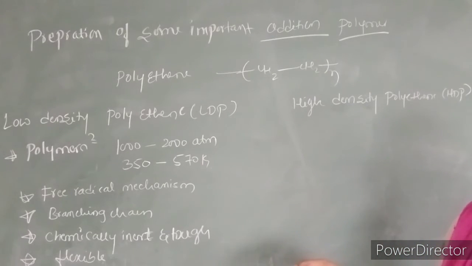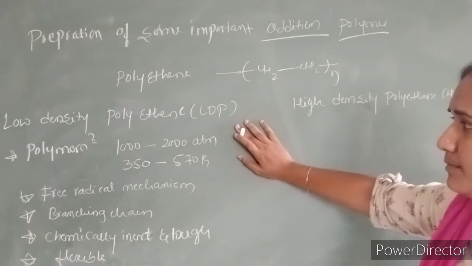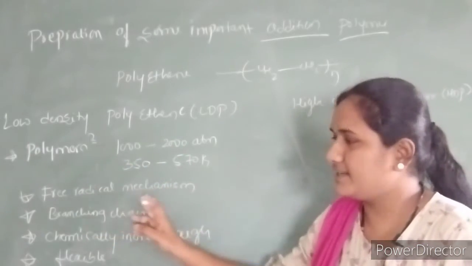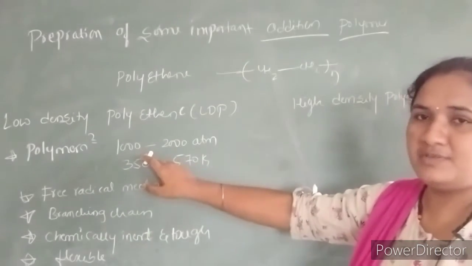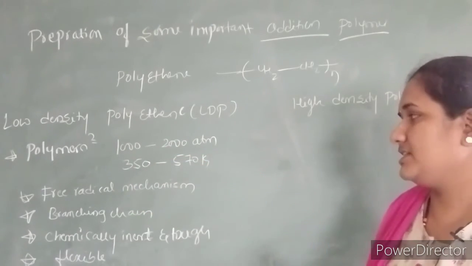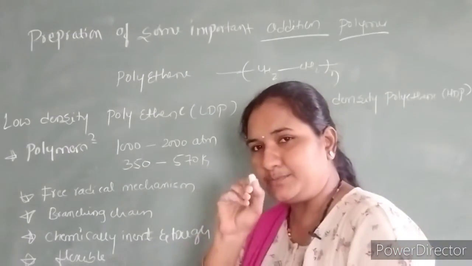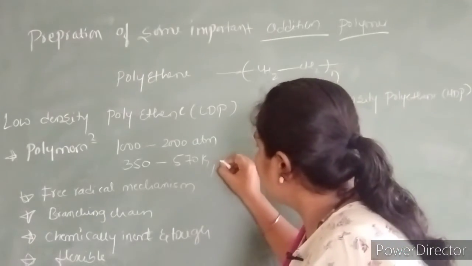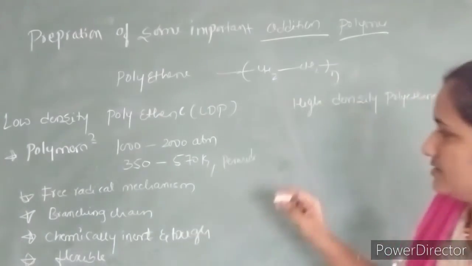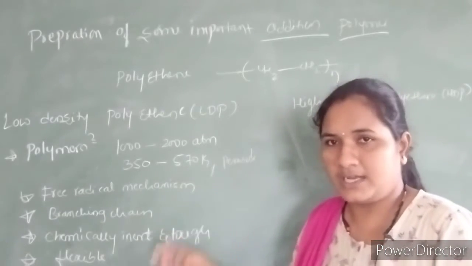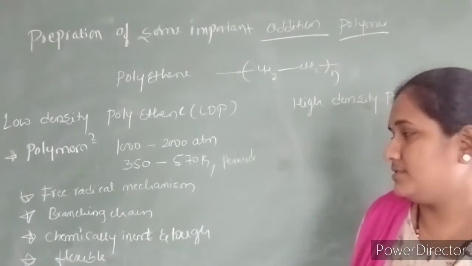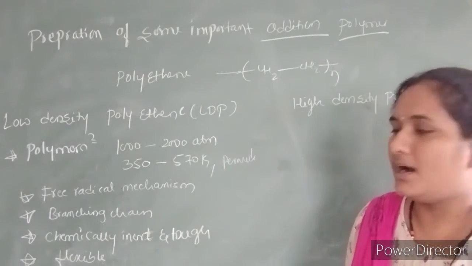Okay, so these are the properties of low density polyethylene. This low density polyethylene should undergo free radical mechanism polymerization, and it requires about 1000 to 2000 atmospheric pressure, 350 to 570 Kelvin of temperature, and a very small amount of catalyst is needed. Usually we use peroxide or a benzoyl reaction initiator, and next it should undergo hydrogen abstraction. As a result of this, the branching of the chain occurs.